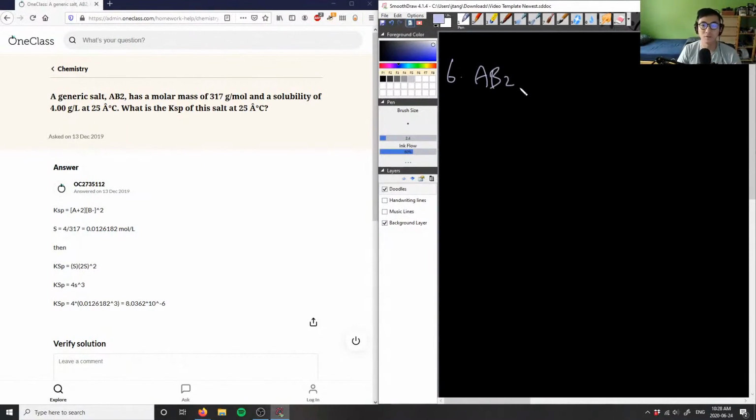So what I want to do is first figure out the chemical reaction for this salt. So I have AB2, and because this is a salt, I know it's an ionic compound, so I have some type of cation and an anion. I'm going to write our equilibrium sign as well. It's going to break down into A 2 plus and B 1 minus.